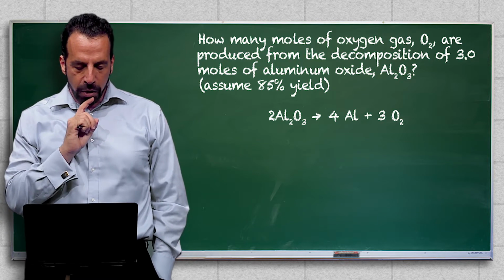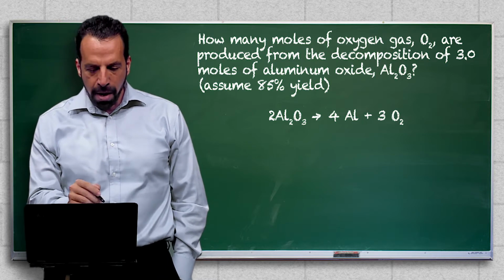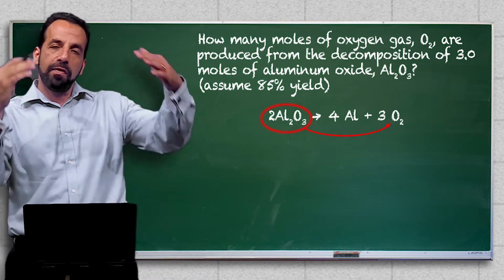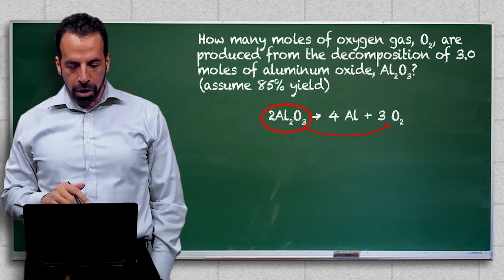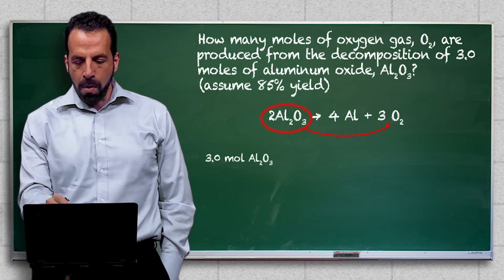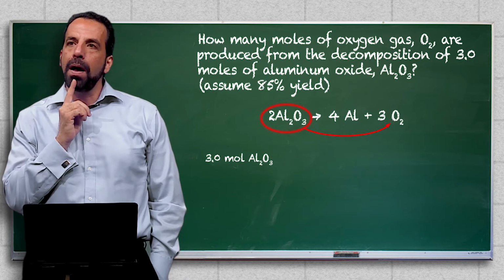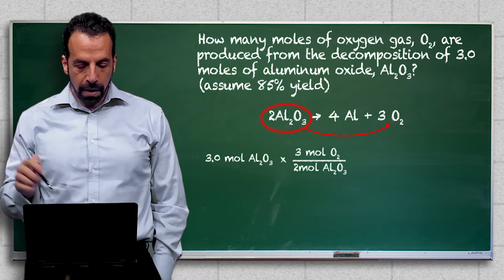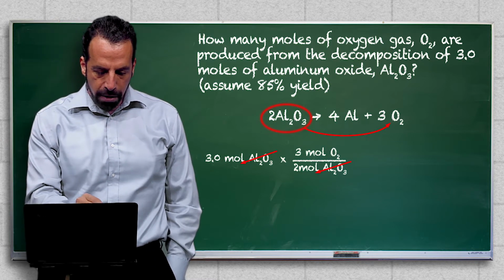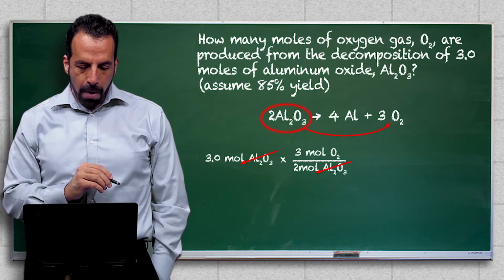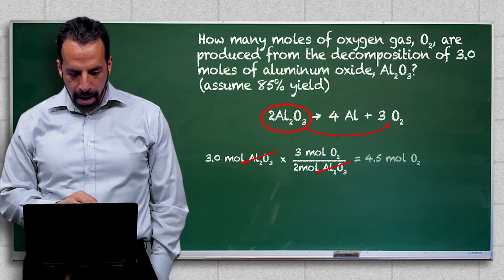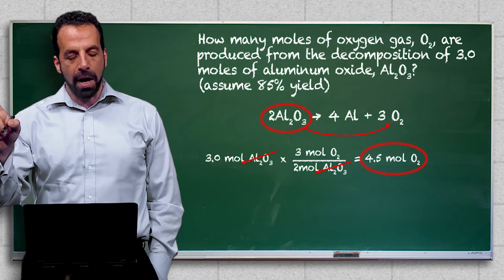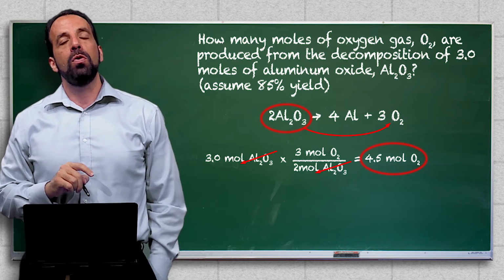So a few things about this one. We're going to look at the mole-to-mole ratios here. What's important is that 2 moles of aluminum oxide will produce 3 moles of oxygen. Write down what's given. So what's given now is our 3 moles of aluminum oxide. And we're trying to figure out, well, how many moles of oxygen will be produced by that? Well, we just look at the mole-to-mole ratio. 2 moles of aluminum oxide will give 3 moles of oxygen. So when I work that out, I'm going to end up with 4.5 moles of oxygen. So 3 moles of aluminum oxide will produce 4.5 moles of oxygen.